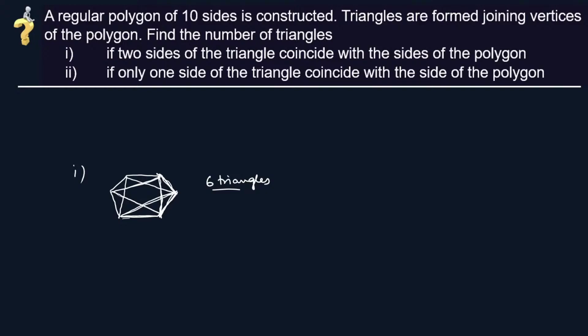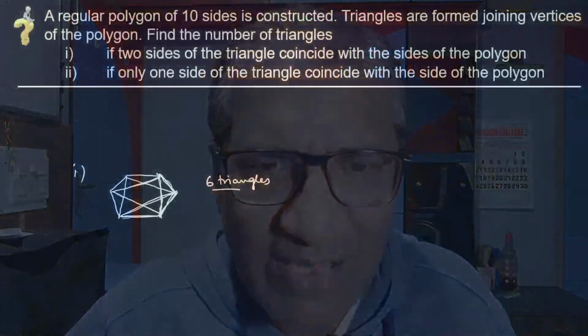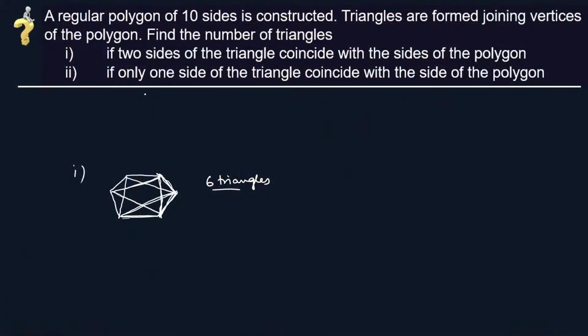So in our question, the polygon is of 10 sides. The polygon is of 10 sides. So naturally, if 2 sides of the triangle coincide with 2 sides of the polygon, then the total number of such triangles formed will be 10. Is it clear to all? Okay. So let us see. The first answer for this one will be 10. 10 such triangles will be formed.